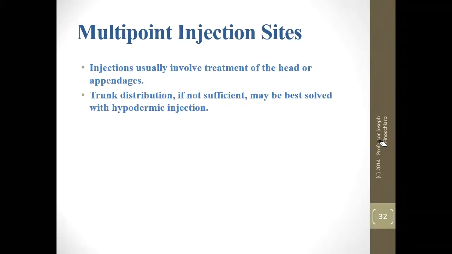Isolate the head, inject the body separately. With multi-point injection sites, usually involve treatment of the head or appendages. Trunk distribution, if not sufficient, may be best solved with hypodermic injection. Now understand that does not mean just break out the hypovalve trocar and attack. It means if your trunk is not injecting very well doing normal things, you will have to supplement it like you would in an autopsy, using a hypovalve trocar to inject the tissues of the trunk.